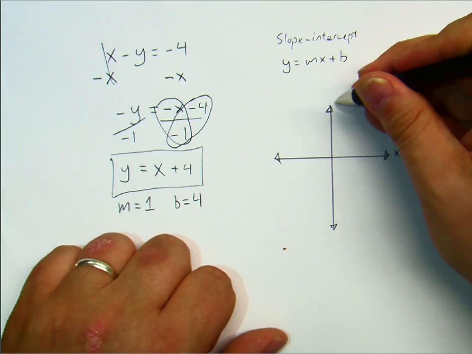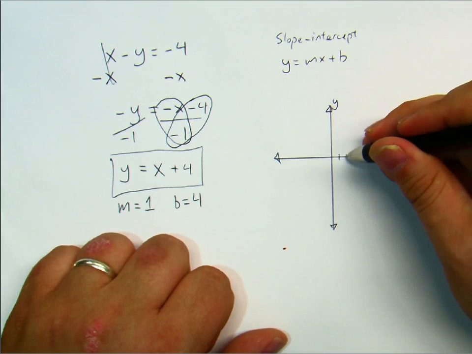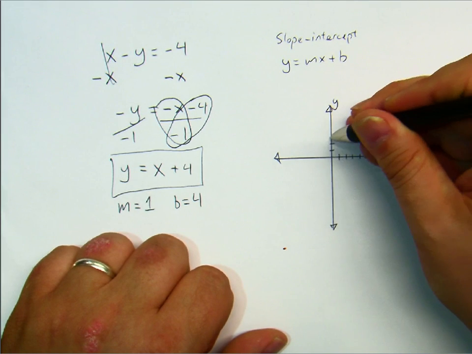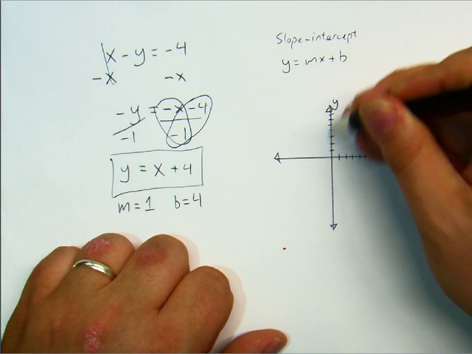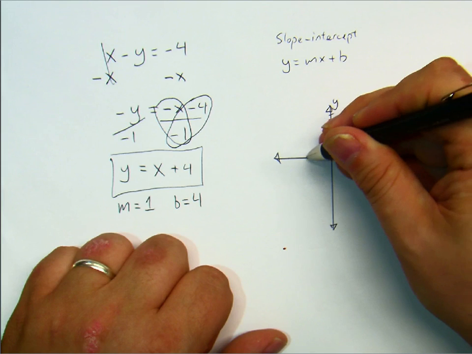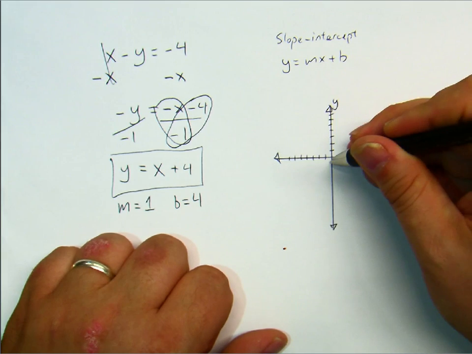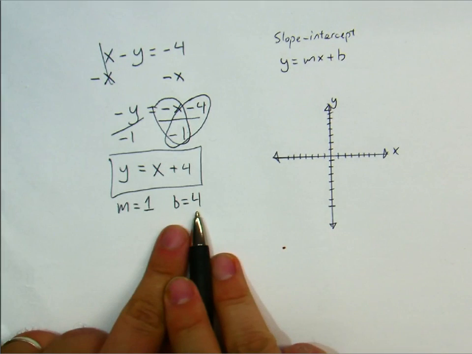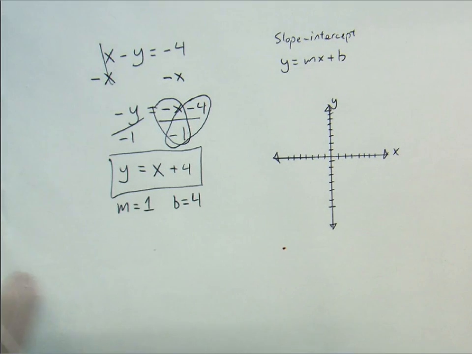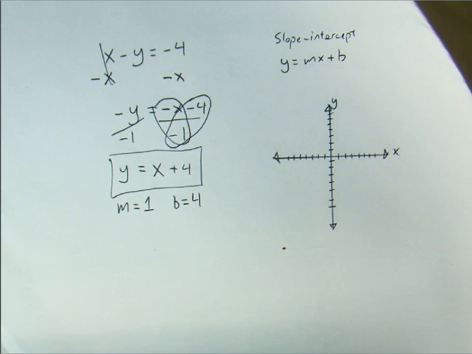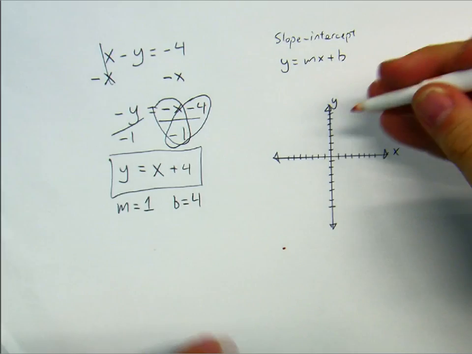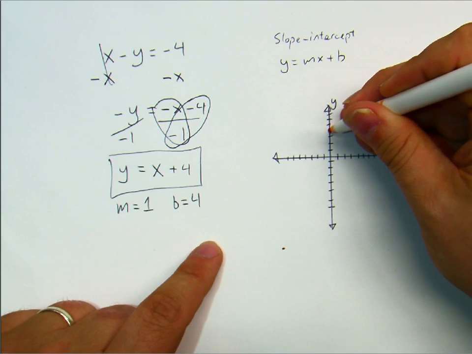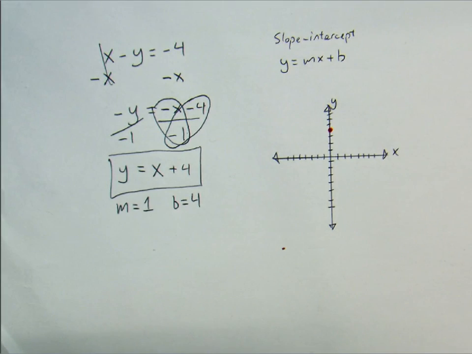This is my x, this is my y. 1, 2, 3, 4, 5, 6, 7 on each axis direction. I see that my b is 4. So I count up my y-intercept to 4. 1, 2, 3, 4. I know that is a point.